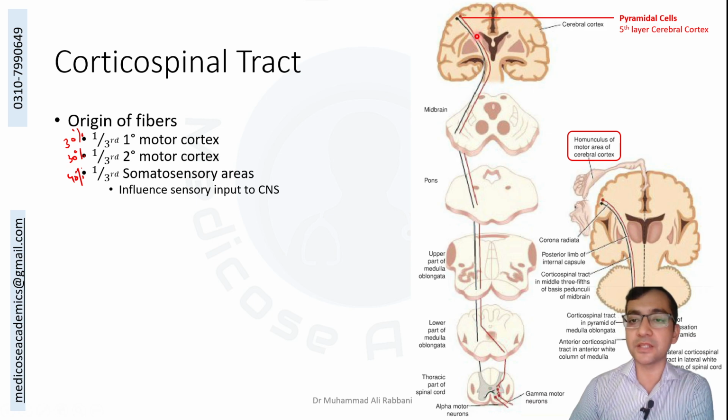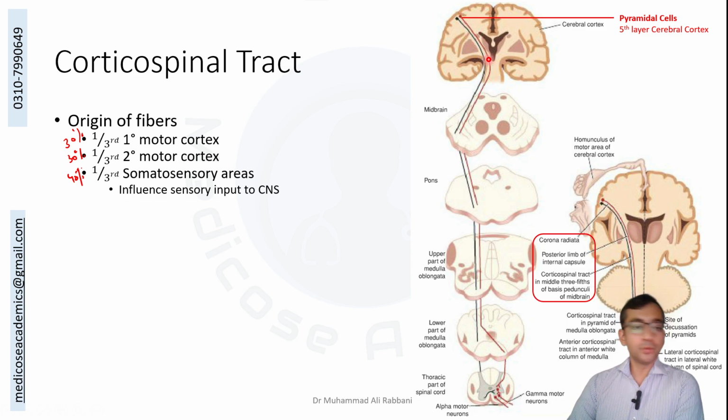So we have started discussing its origin. It starts from the cerebral cortex: one third from the primary motor cortex, one third from the premotor and supplementary motor areas, and one third from the sensory cortex. They arise from the pyramidal cells in the fifth layer. It will move down through the corona radiata, labeled here, and then through the internal capsule, especially the posterior limb.